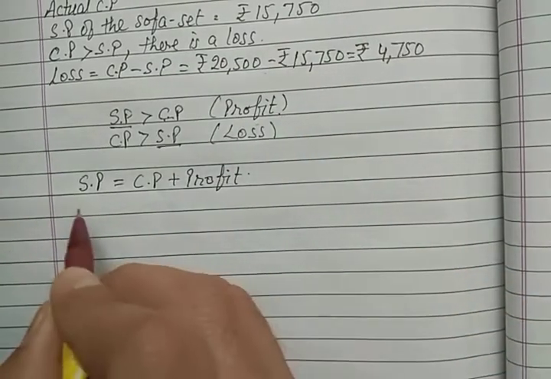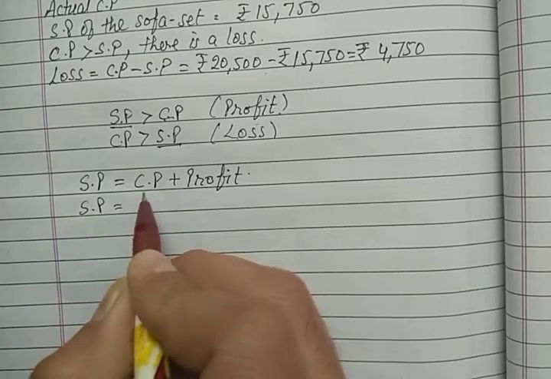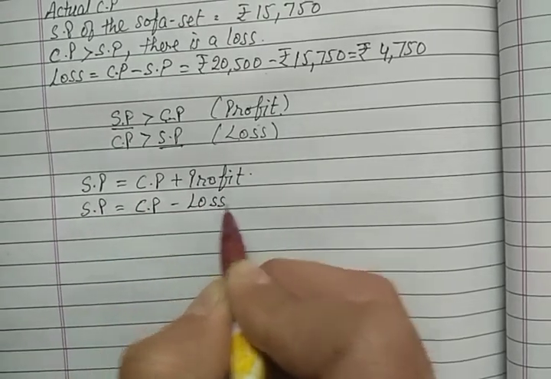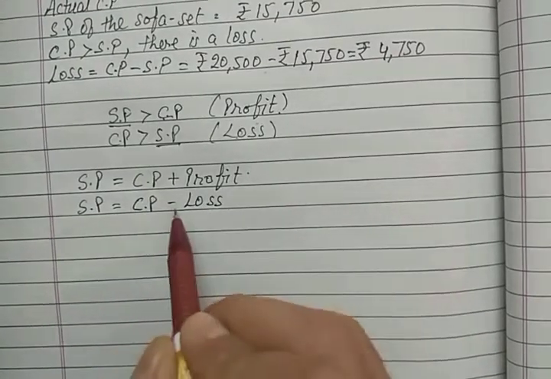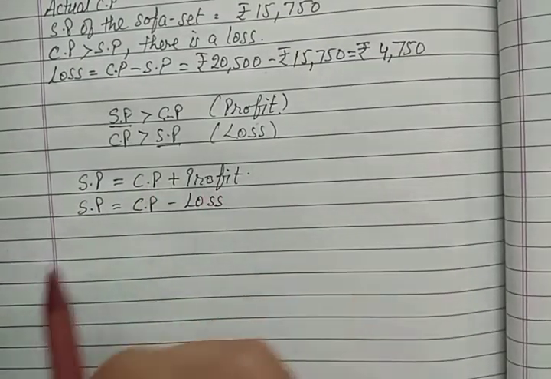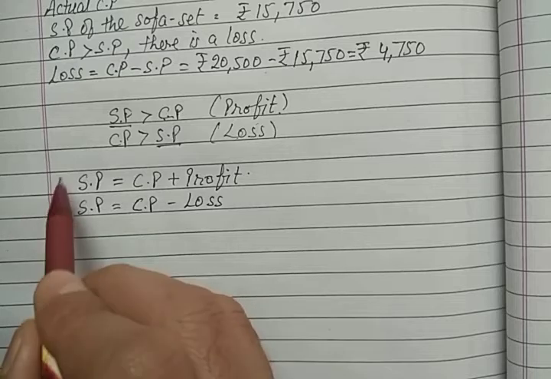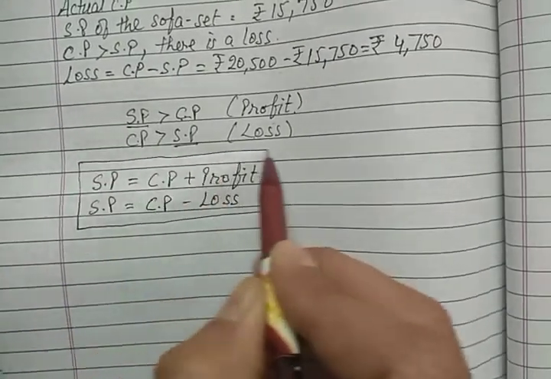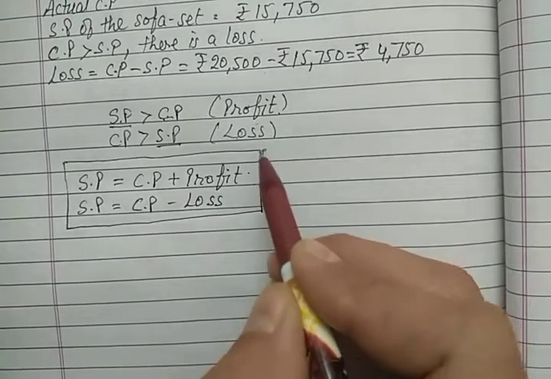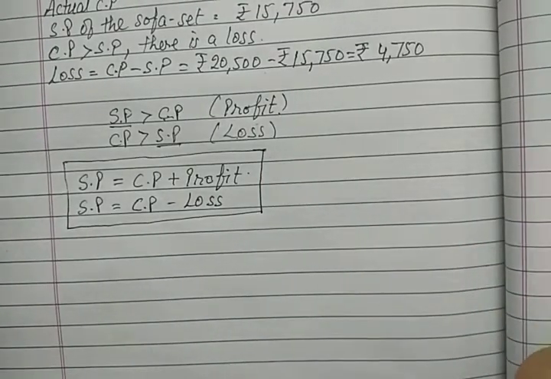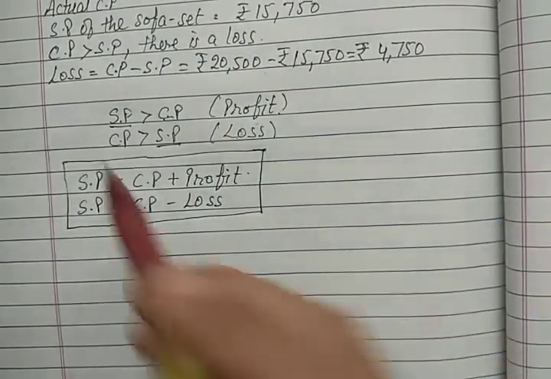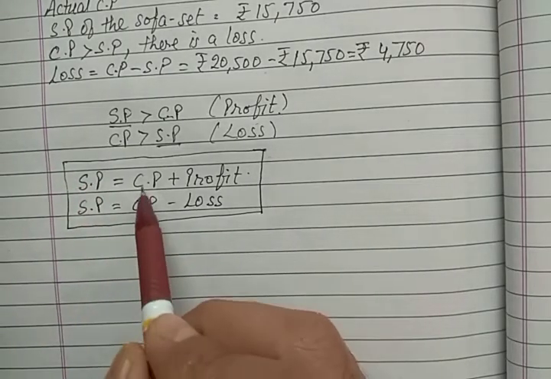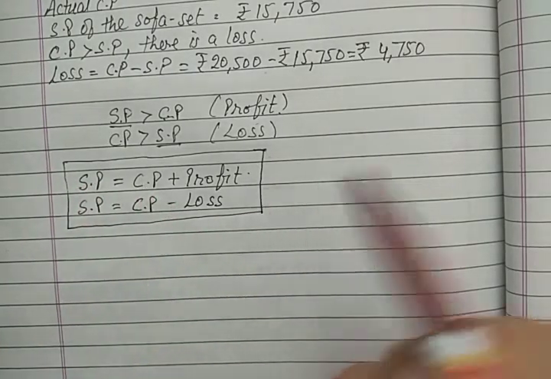सो आप उस सिचुएशन में क्या करेंगे? कॉस्ट प्राइस में से लॉस को माइनस कर देंगे. अगर लॉस है तो कॉस्ट प्राइस से माइनस कर देंगे, अगर प्रॉफिट है तो कॉस्ट प्राइस में ऐड कर देंगे, यू विल गेट द सेलिंग प्राइस. सो ये 2 फॉर्मूलाज आपको लर्न करने हैं, एंड द नेक्स्ट वर्कशीट बेस्ड ऑन दीज 2 formulas. In next worksheet we have to find out the selling price where the cost price and the profit or loss is given.